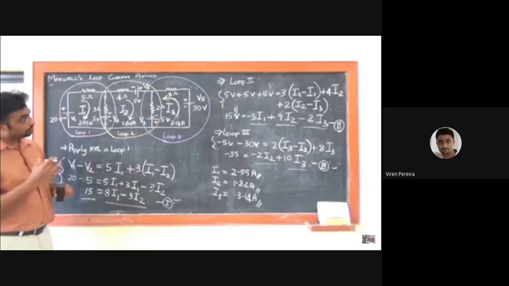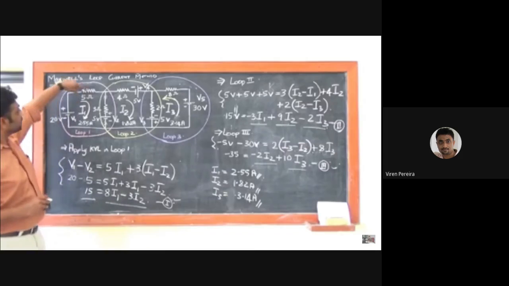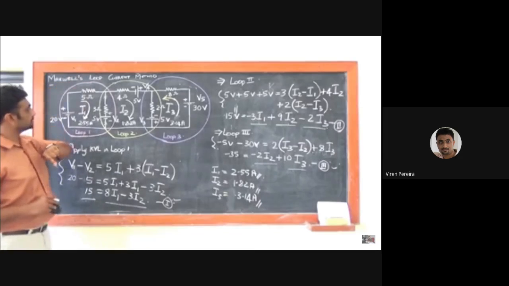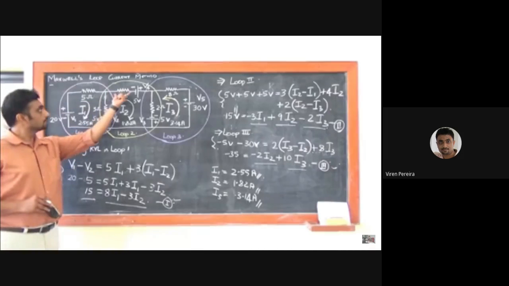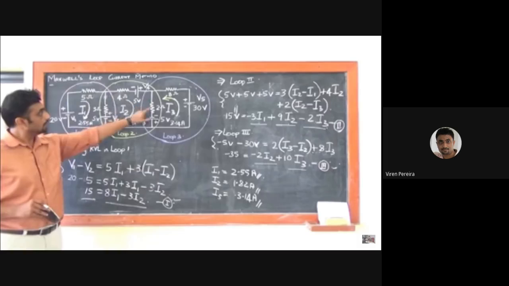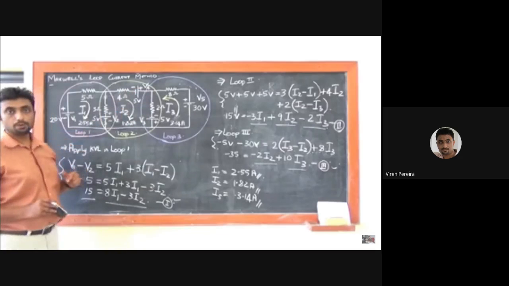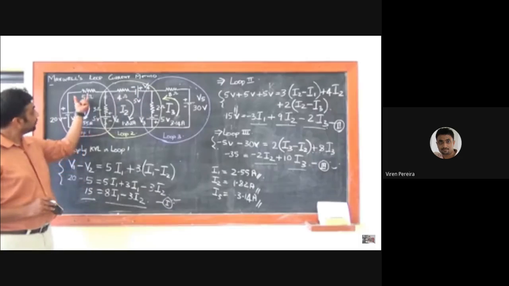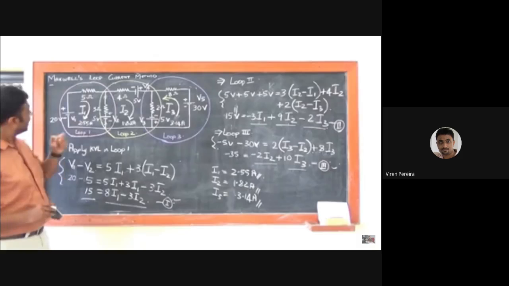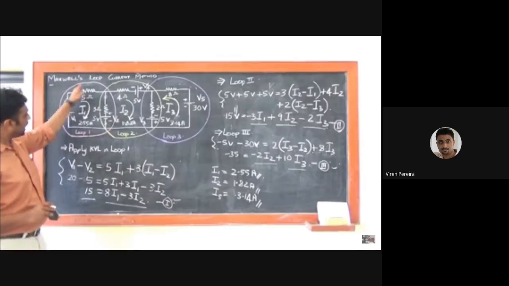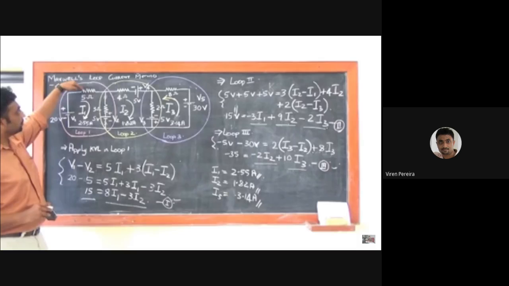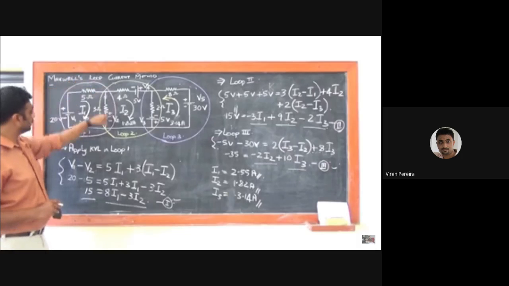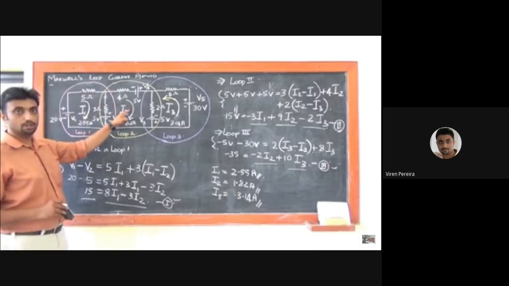Now I want to know what is the current flowing in my 5 ohms resistor, in my 3 ohms resistor, in my 4 ohms, 2 ohms, 8 ohms, and so on. So if I want to know the current I1 in my I1 loop, I already have it as 2.55. The 5 ohms resistor is only linked with loop 1, it is not linked with loop 2.